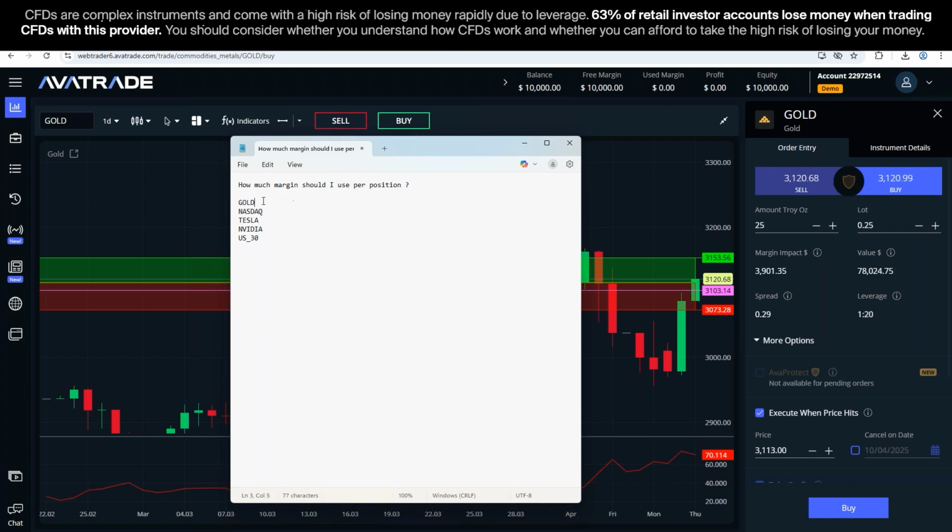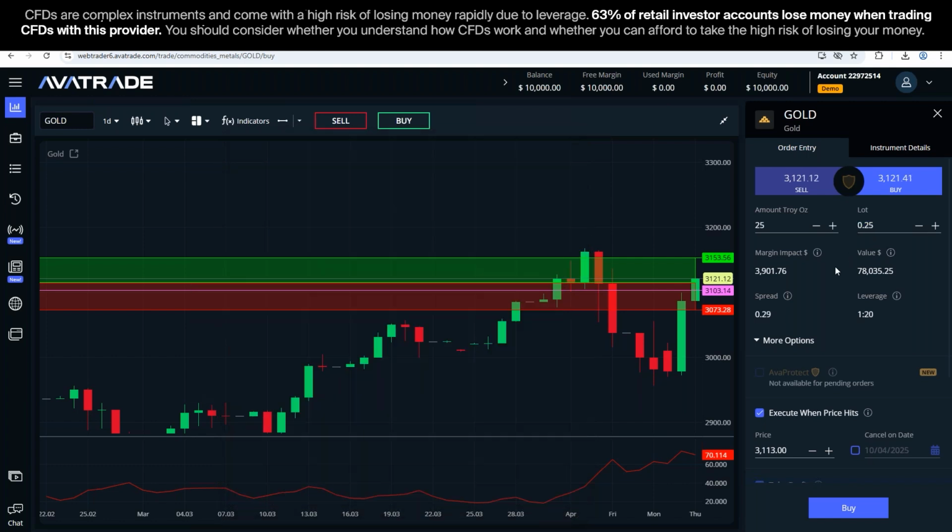So I need to think about the margin that I'm taking per position based on how many positions I'm taking and based on the size of the position. Why? Because the margin that I'm going to use is determined by the size of the position and the amount of units that I've got, which is measured by lot.